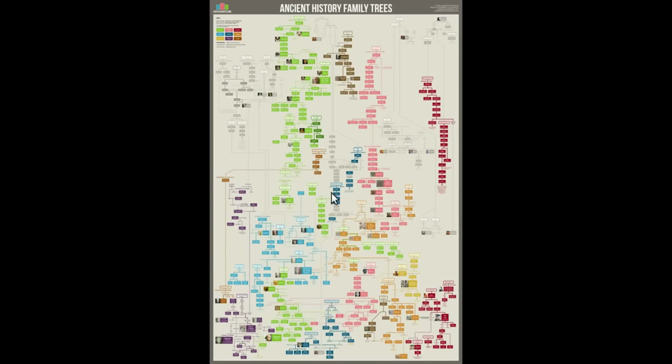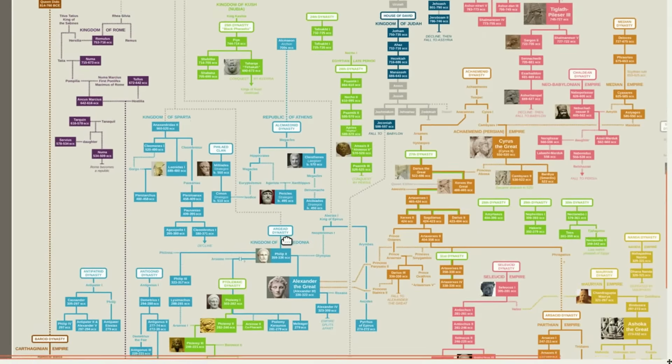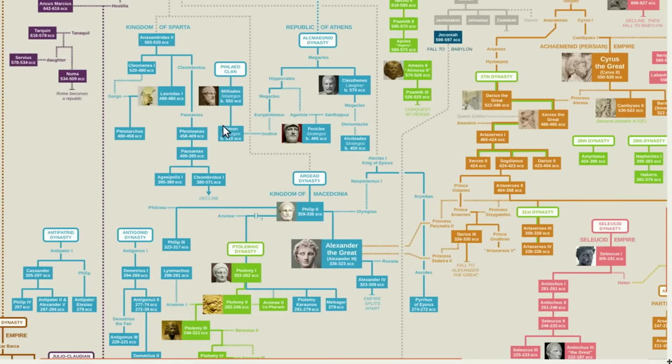On this chart, the Greek and Macedonian dynasties are shown in light blue. So if we zoom into this section here, you'll see some of the kings of Sparta, as well as some of the important political figures from the Republic of Athens. Alexander the Great comes just after this golden age of Greek history, and he is generally credited with having initiated the Hellenistic period, in which Greek culture started to spread far beyond the borders of Greece.